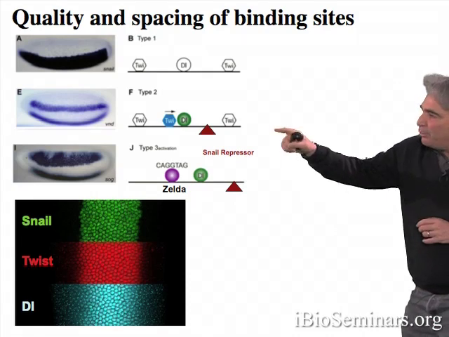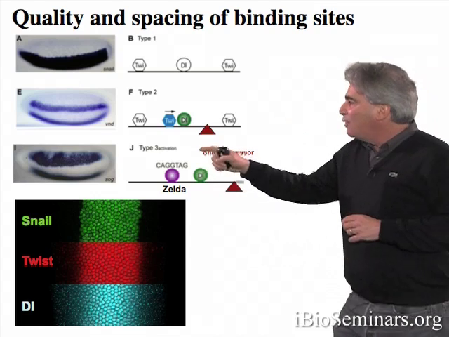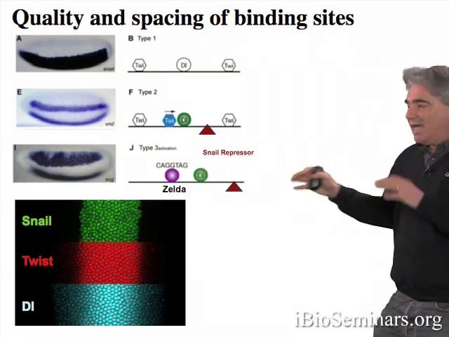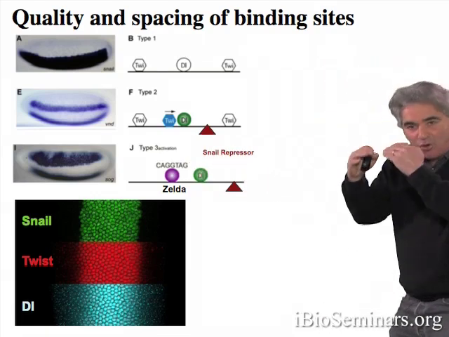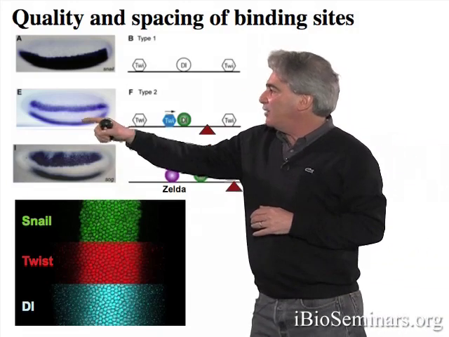You'll notice that both the type 2 and the type 3 enhancers contain binding sites for the snail repressor, and that keeps these enhancers off in the bottom of the embryo in the future mesoderm, due to the snail repressor.